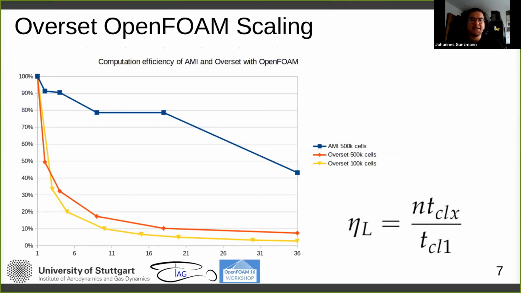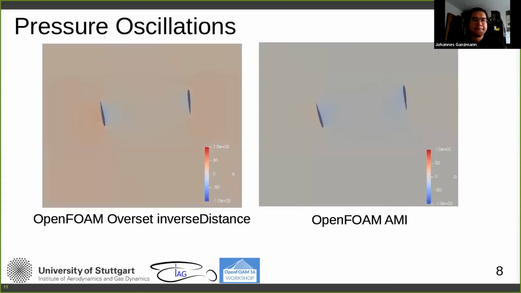We can see AMI is doing pretty well. It stays in the high percentages for very long. Overset decreases rapidly, and there's a small difference between the cell numbers of the simulations. So as you can see, 500K cells is a bit higher, but still these aren't good values, and it's interesting to see. Now let's have a look.